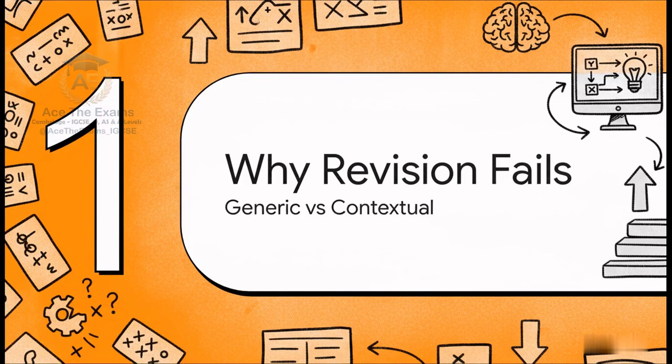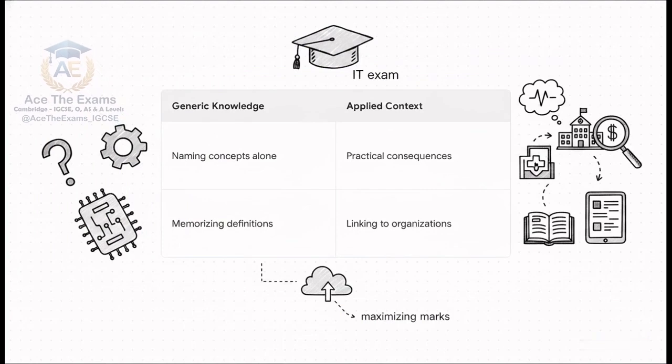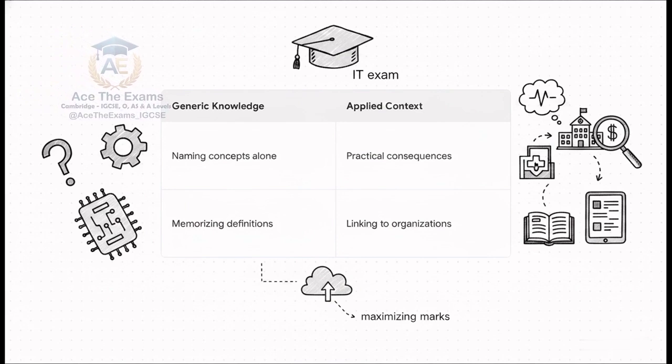Section 1. Why ordinary revision fails. Here's the deal. The Cambridge IT 9626 syllabus isn't just testing your memory, it's testing your application. If your revision strategy relies on just naming concepts or memorizing isolated definitions, you are setting yourself up to fail. Honestly, examiners do not care if you can just name a piece of tech. They reward you for the applied context. They want to know exactly how this technology impacts a school, a busy hospital, or a financial business.